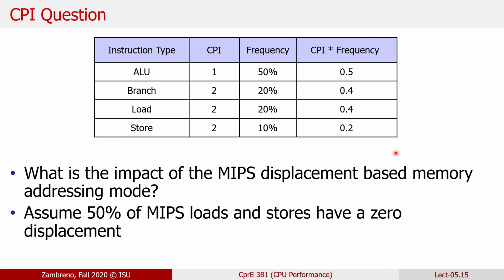If we assume 50% of the MIPS loads and stores for our instruction mix have a zero displacement, how would that impact our overall performance if we weren't to have that displacement-based memory addressing mode, and instead we're just to use additional add instructions, or add immediate instructions, every time to add that displacement back to our base register?